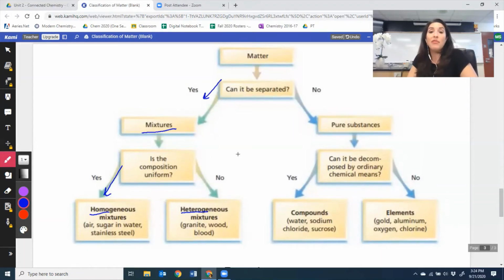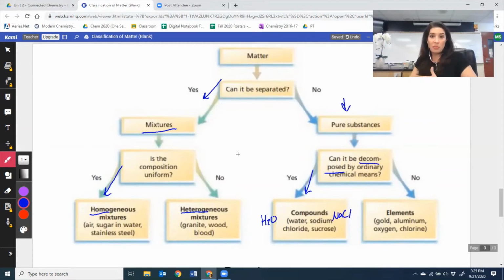Back to the top, if you cannot separate a substance with physical means, then you are probably talking about a pure substance. So for a pure substance, is it a compound or is it an element? Well, if you can decompose it, that is to say, break it apart by chemical means, the breaking of bonds and undergoing some sort of chemical reaction, then we're talking about a compound. Two or more different types of atoms bonded together, like H2O, or sodium chloride, NaCl, or sucrose, a sugar molecule.